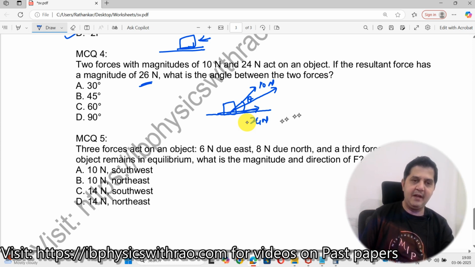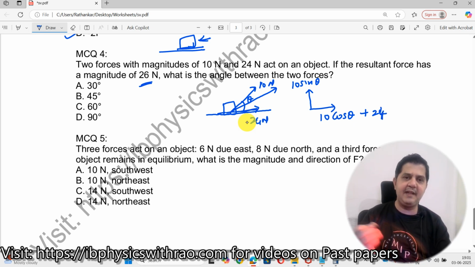That's the question. Let us take the component of this 10 Newton force along the x direction, which will be equal to 10 cos theta. And along the perpendicular, it should be 10 sin theta. Now there is already one more force, 24 Newton along the x axis. I can assume this as one of the axes to be the x axis.